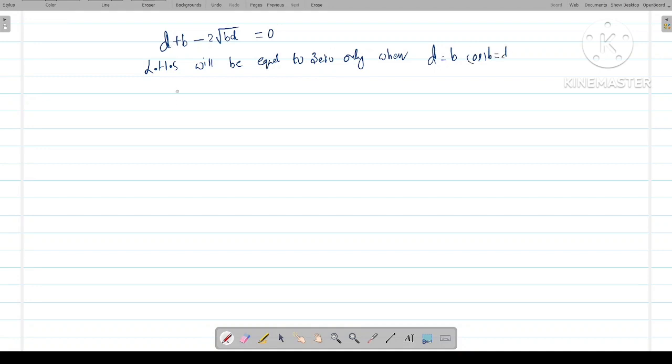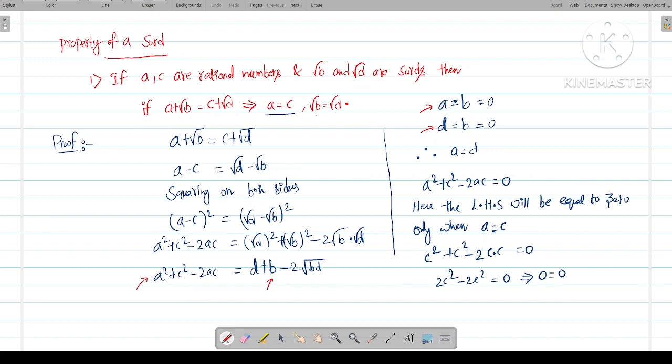Now when you substitute b is equal to d here, d plus d minus 2 into root of d into d is equal to 0, right? So d plus d is 2d, and root of d square is d, so the term is 2d. So 2d minus 2d is equal to 0. So 0 is equal to 0. So it indicates that b is equal to d. It means that root b is equal to root d.